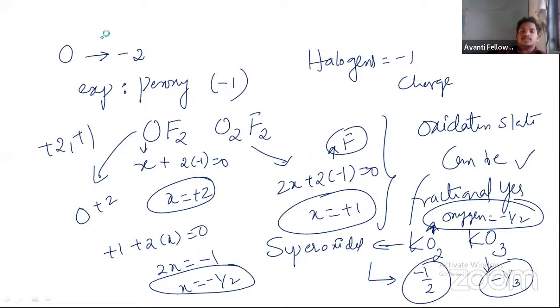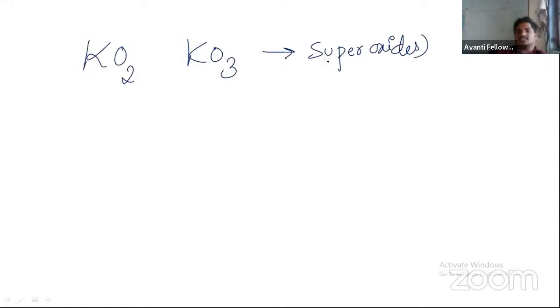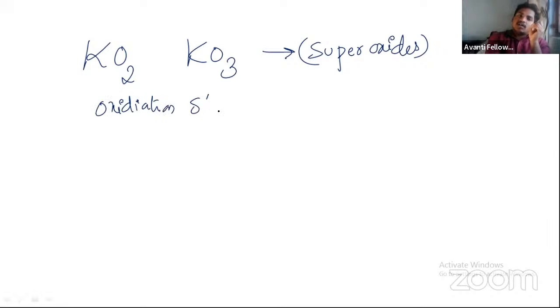JNV Ernakulam, you people are having doubt, so again I will tell you. Whenever you have KO2, KO3, these are called superoxides. Don't get into the applications and theory of this one. What is the oxidation state of oxygen here? This question was asked in JEE Main.